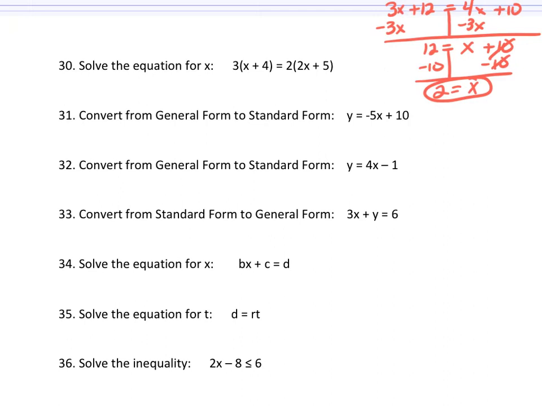Now number 31, on the practice test and on the real test, we are going to omit number 31. And we are also going to omit 32.